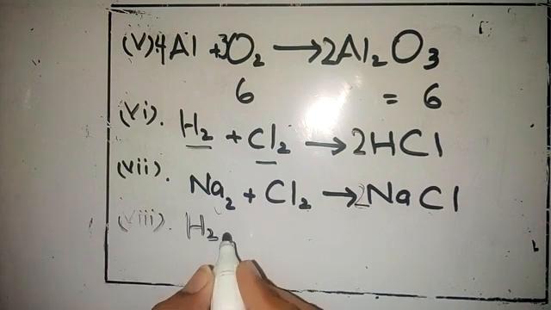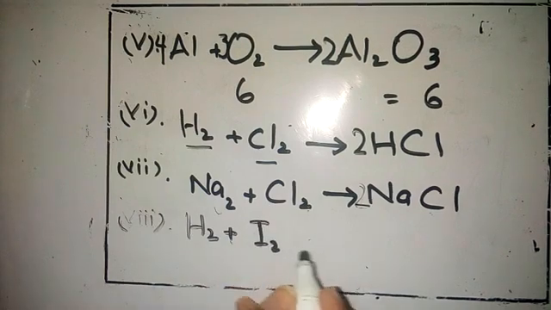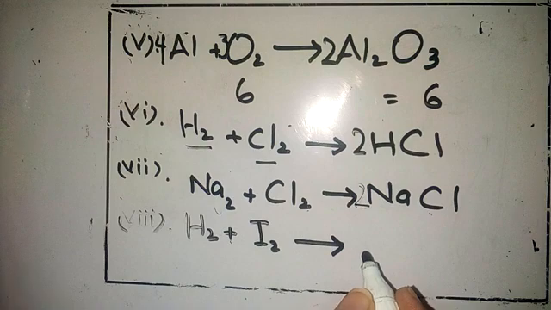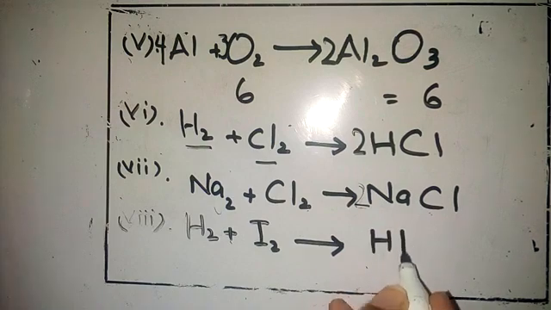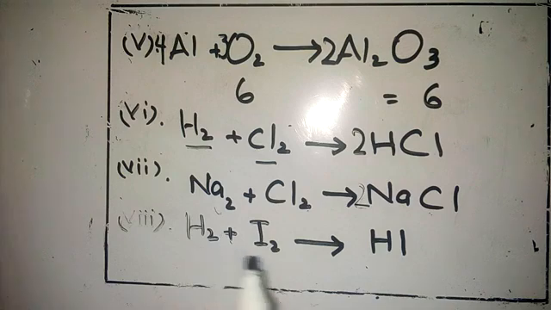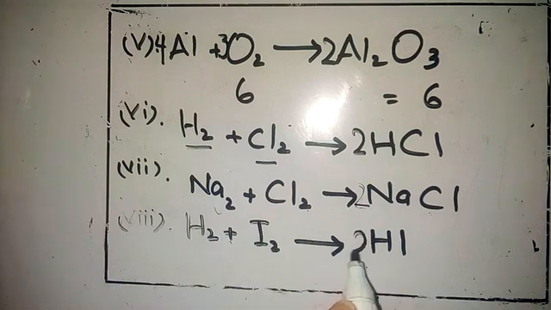Number 8 is hydrogen plus iodine. It will give us hydrogen iodide. So students, now this equation is not balanced, so we have to balance the number of hydrogen and iodine molecules. So we will put here the 2. So this will balance hydrogen and iodine on the left and the right side equally.